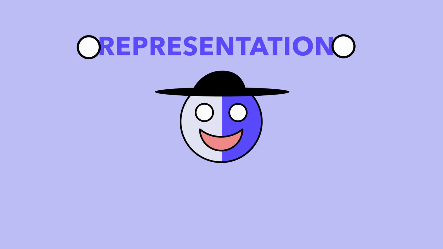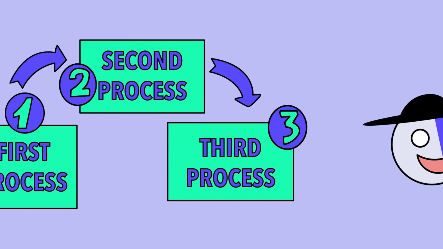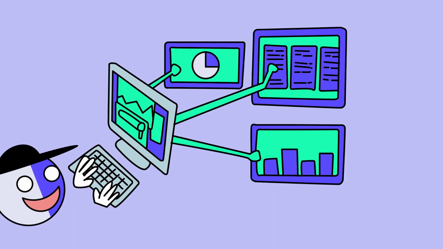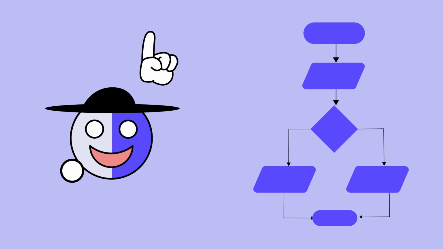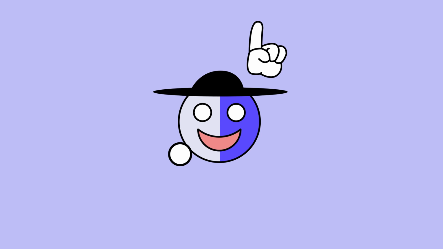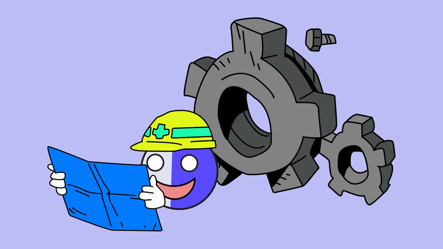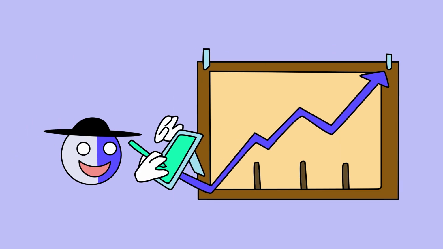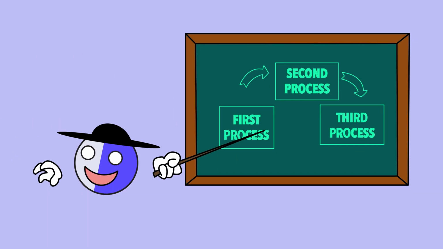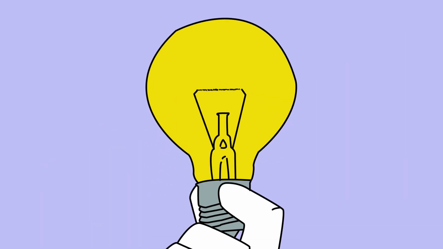A flowchart is a visual representation of a process, system, or algorithm, typically using symbols connected by arrows to show the sequence of steps. They're commonly used in various fields such as software development, engineering, business process management, and education to help visualize processes and improve efficiency. But how do you create a flowchart?